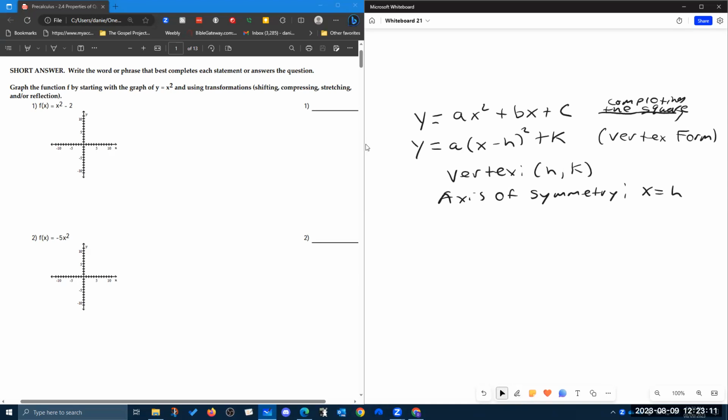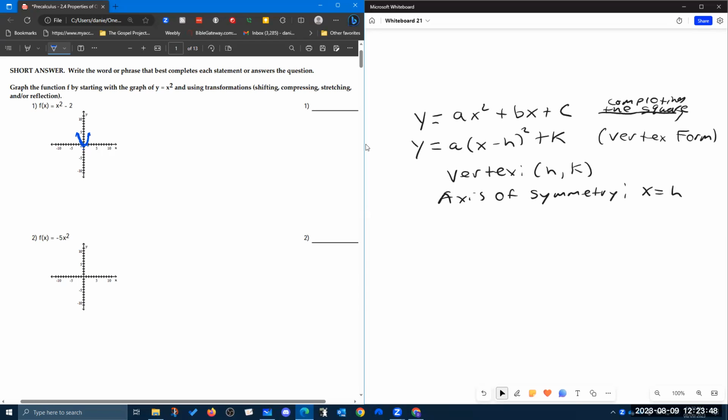There's nothing to do with the first question because it's already written in the form where h is 0 and k is -2. So we're just going to shift our parent graph of our parabola down 2 and go right 1 up 1, left 1 up 1, right 2 up 4, left 2 up 4. We get the parabola that has been shifted down 2.